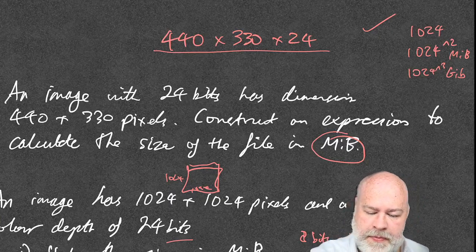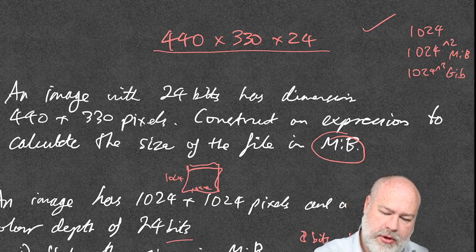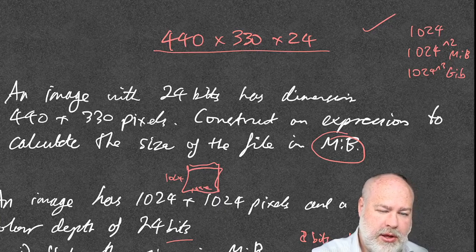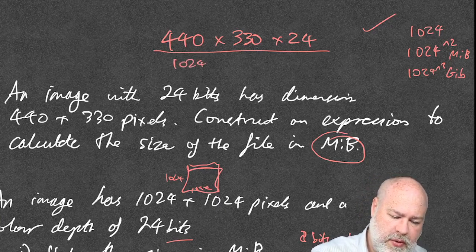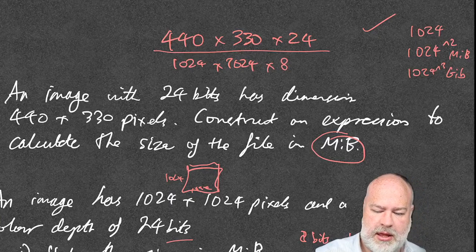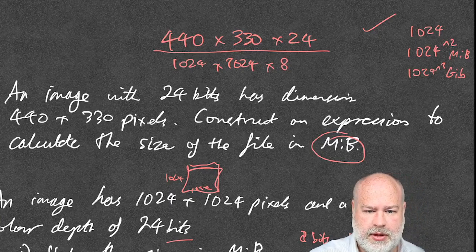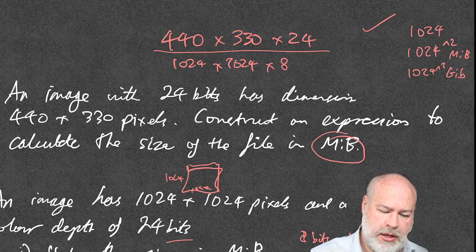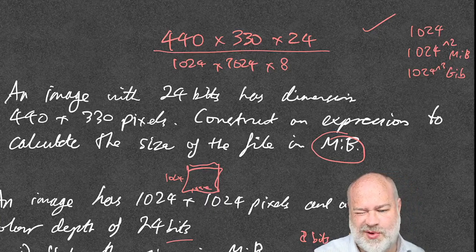So we would need to make this work, have 1024 times 1024, and then also the 8, so that we're dealing with bytes and not bits. So you could have it in any order, but this is an expression. You would never be asked to calculate that in the exam. You would just be asked to write an expression.